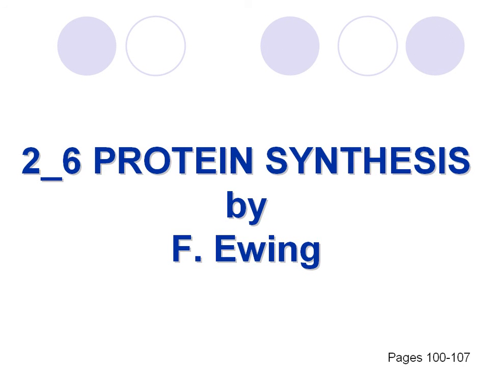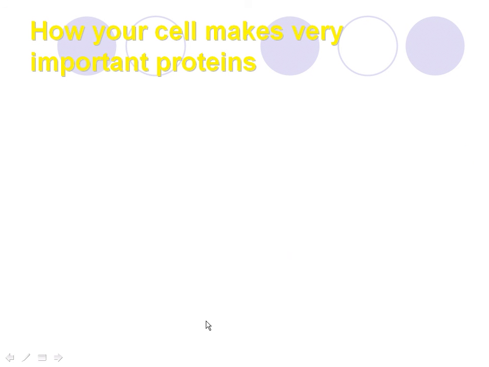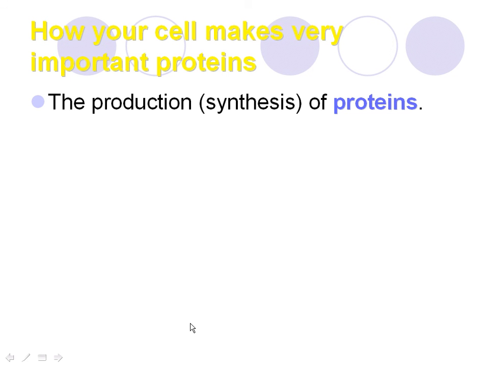Okay, we're going to do a short, brief lecture on protein synthesis. So how your cell makes very important proteins. It's going to be based on the synthesis or production of those proteins, and that's going to be done by the assimilation of amino acids that will eventually be joined by peptide bonds in order to create our protein.